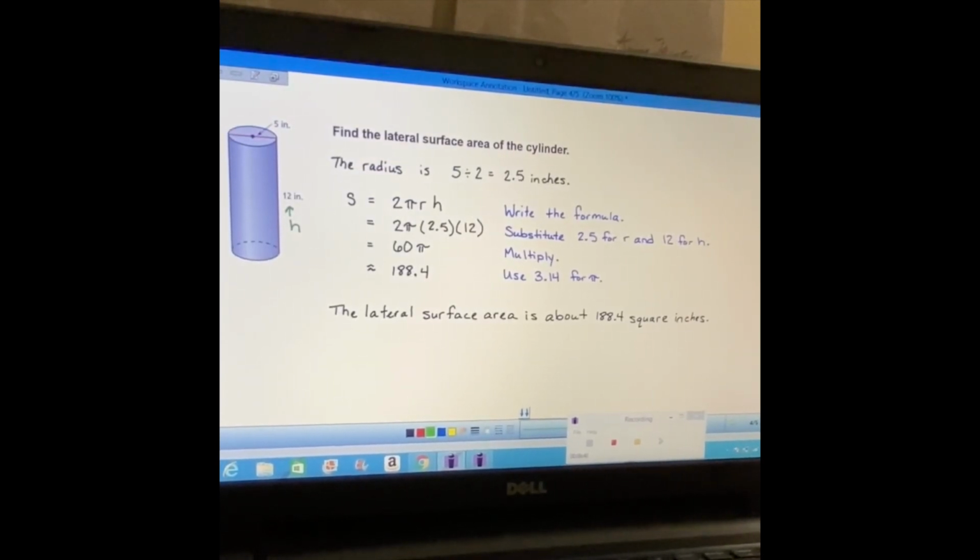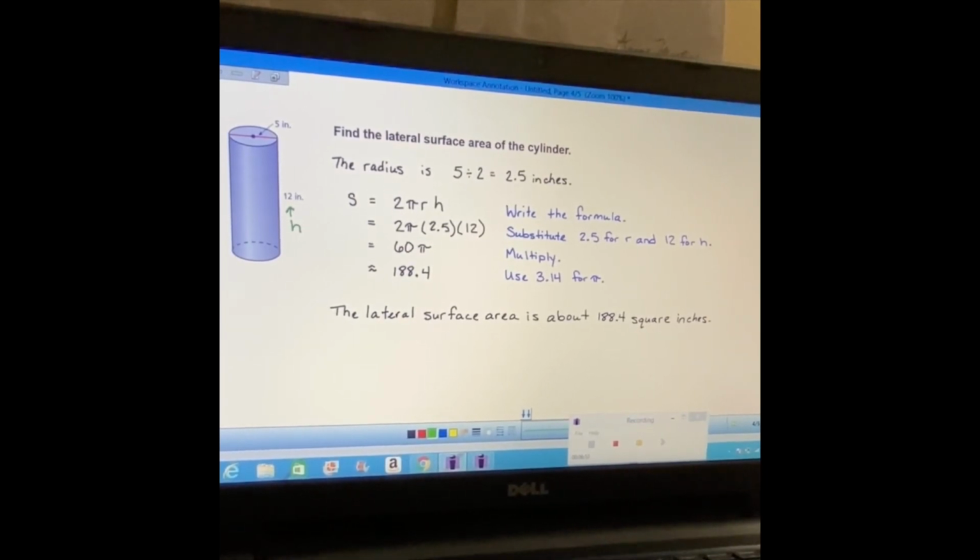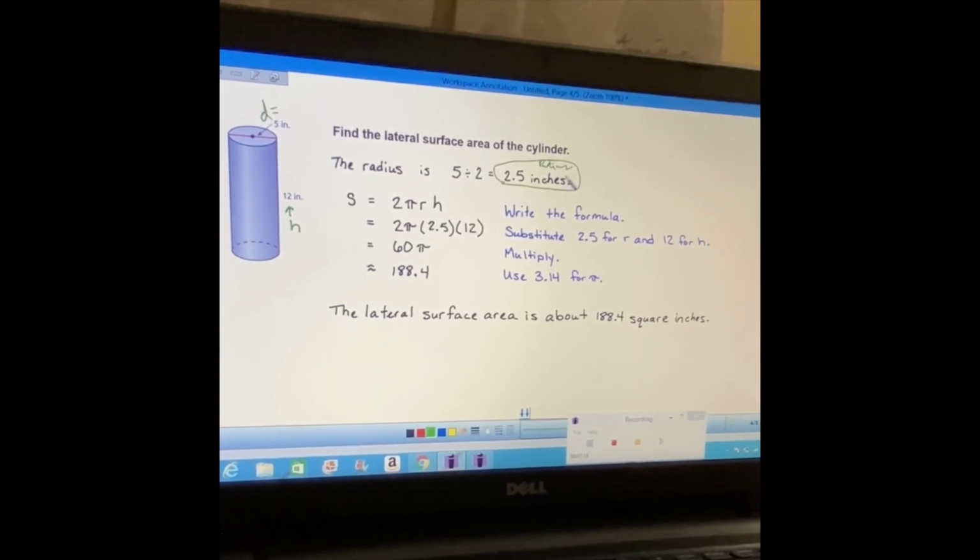Here's one I already worked out for you. Okay, find the lateral surface area of the cylinder. So again, remembering that they gave us a diameter, right? This is the diameter, okay, 5 inches. So we have to take that and divide it in half to find out that the radius is going to be 2.5 inches. Okay, radius. Okay, we use our formula again. 2 pi r(h), substitute in what we know. 2.5 for r, 12 for the height.